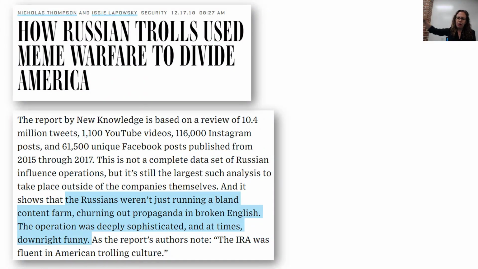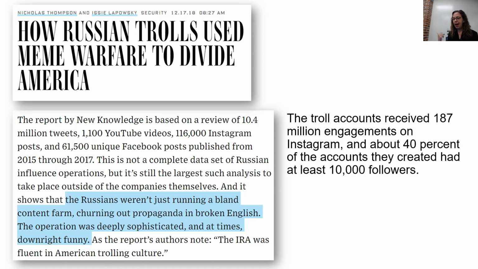New Knowledge conducted a review of Russian social media use between 2015 and 2017. And they concluded that Russians weren't just running a bland content farm, turning out propaganda in broken English. The operation was deeply sophisticated and at times downright funny. As the report's authors note, the IRA, which is the Internet Research Agency, a Russian group, is fluent in American trolling culture.